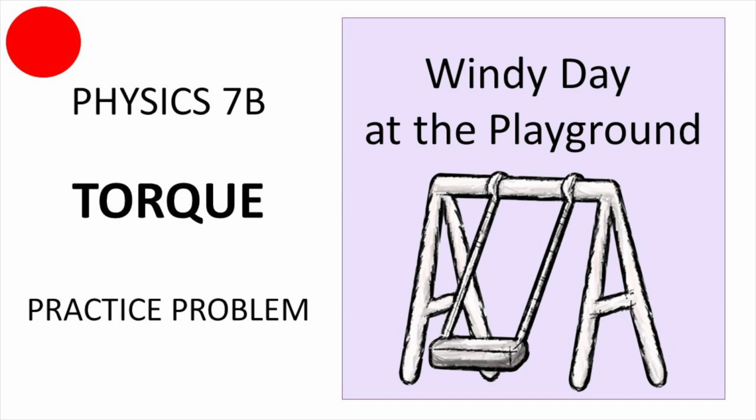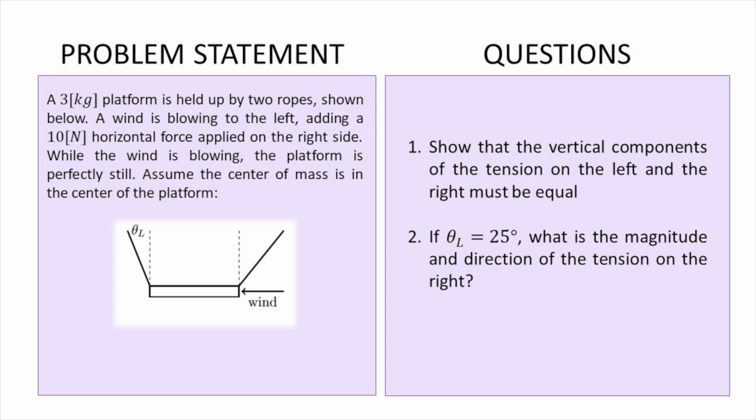Okay, so let's go ahead and read the problem. Feel free to pause if you need to in order to copy the problem. So we have a 3 kilogram platform and it is held by 2 ropes as shown below. The wind is blowing to the left, adding a 10 newtons horizontal force applied on the right side. While the wind is blowing, the platform is perfectly still. Assume that the center of mass is in the center of the platform.